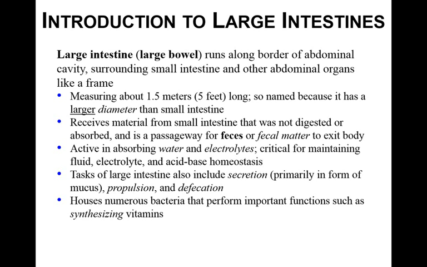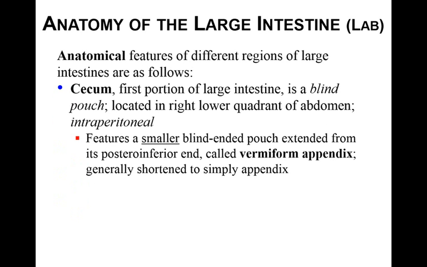The tasks are secretion, mainly mucus, propulsion, and defecation. It also houses some really important bacteria. They're going to help make some vitamins that we need. The anatomical regions, you have the cecum. That's the first part of the large intestine, called the blind pouch. It's located at the lower right quadrant of the abdomen.